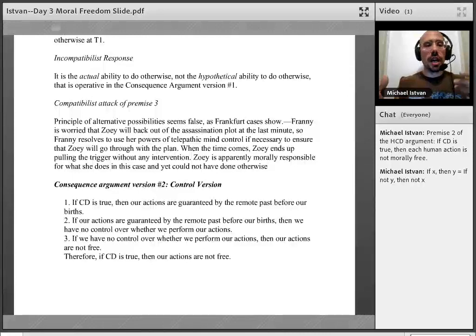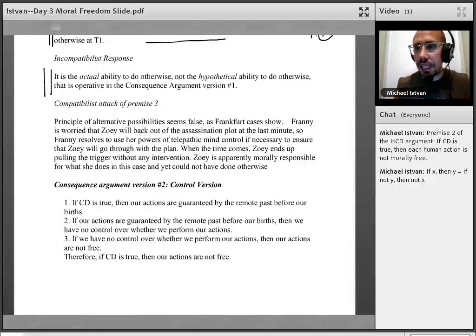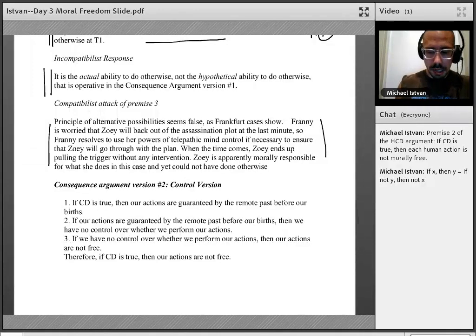Frankfurt-style cases are cases where agents have no alternative possibilities, but are nevertheless doing what they do freely. So here's a good, famous case that you see often talked about online, the Franny and Zoe Frankfurt-style case.